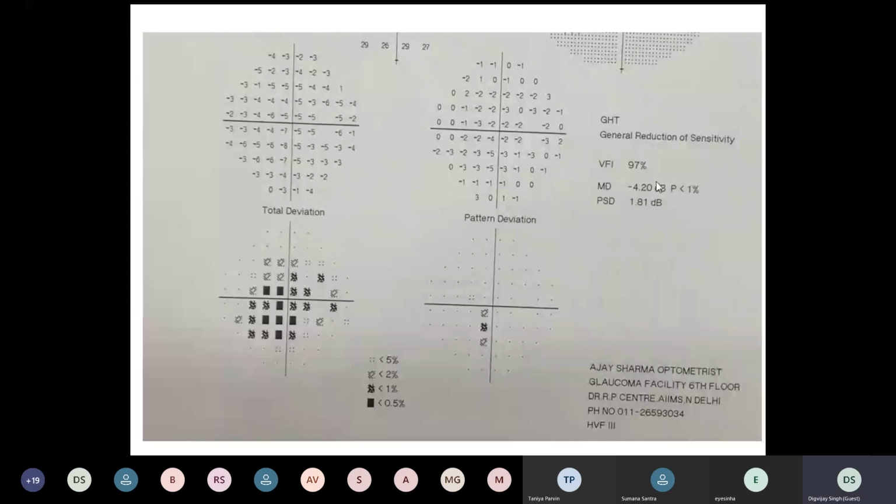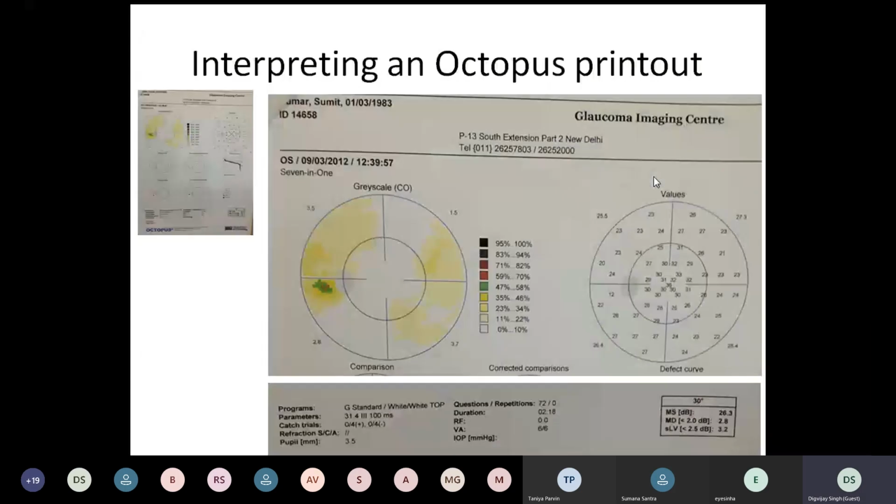Apart from that, you get a mean deviation, a pattern standard deviation, a visual field index. Most of these have more to do with glaucoma than neuro-ophthalmology, so we'll skip through, but you must know how to read a full Humphrey printout. Another machine is the Octopus, and not all of you will have access to this, so I've kept the printout here to help you see.